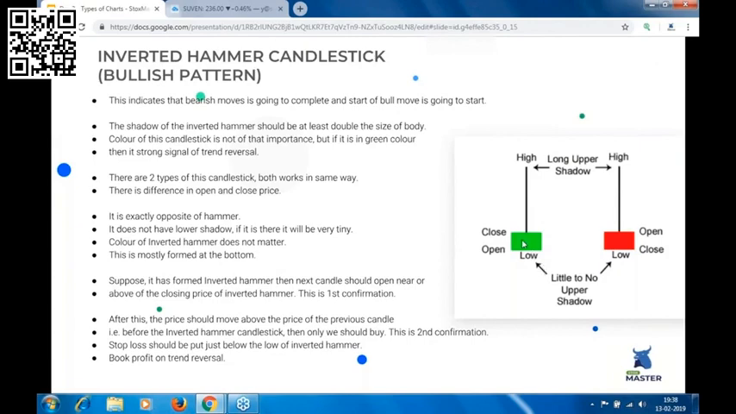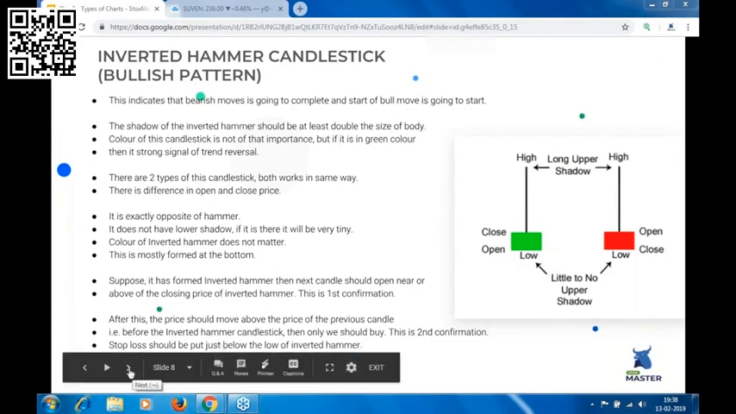Now this candle can also be of any color. It can be of green color, it can be of red color. Color is of no importance to us in this candlestick pattern as well. Right now we are going through the slides of each of these candlestick patterns, but we'll also see these candlestick patterns on charts once we are done with the slides.